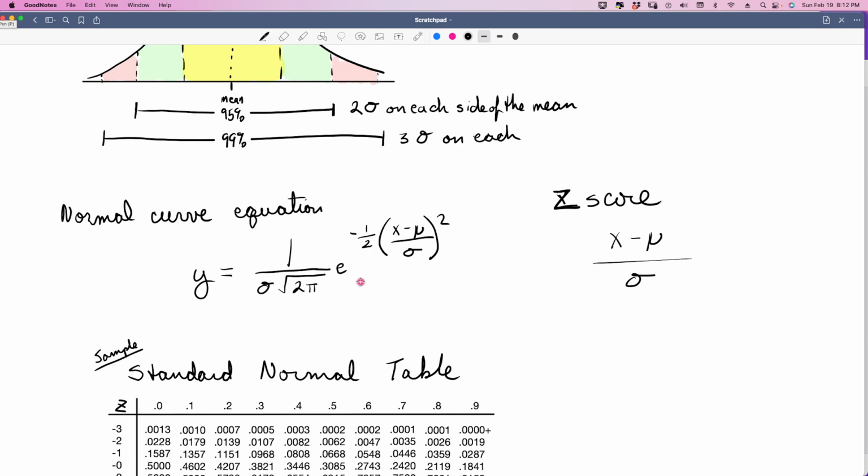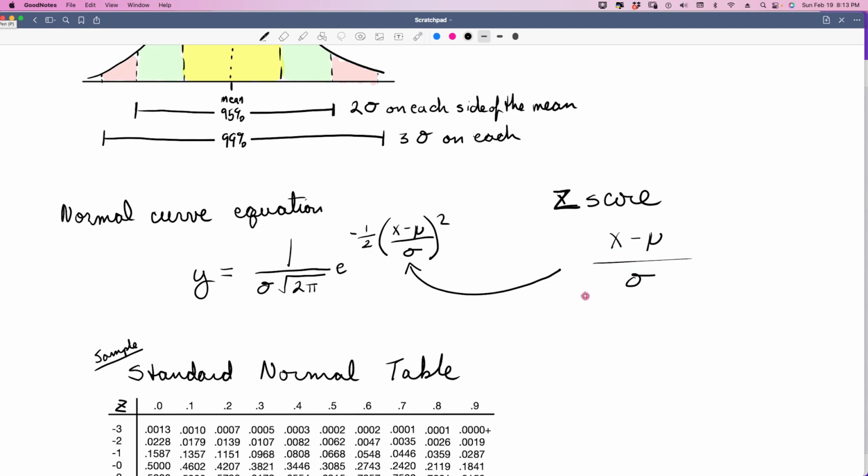But we typically allow the calculator to do this, and what we calculate ourselves is called the z-score. The z-score is going to be inside the exponent of this equation, and that is what the z-score is. It is going to be x minus mu, divided by sigma. So the sample minus the mean of the population, divided by the standard deviation of the population.